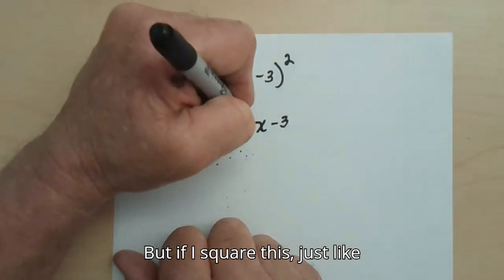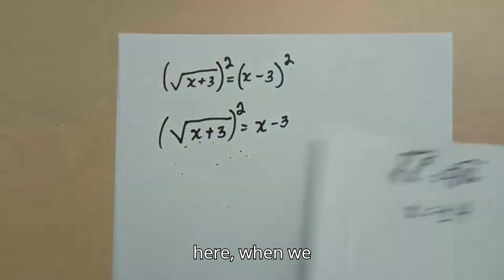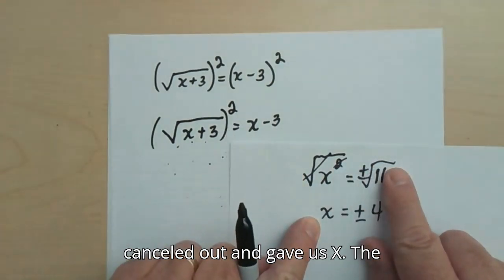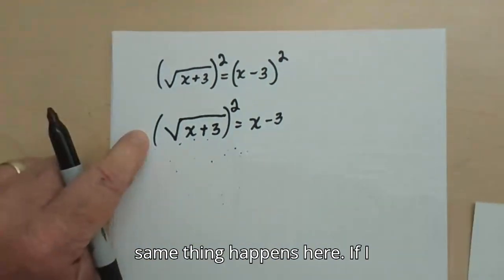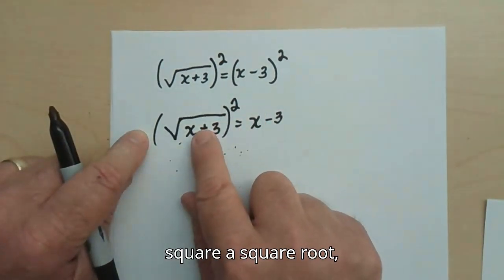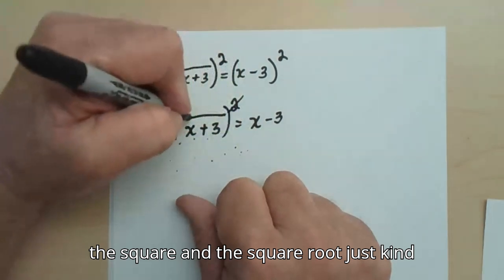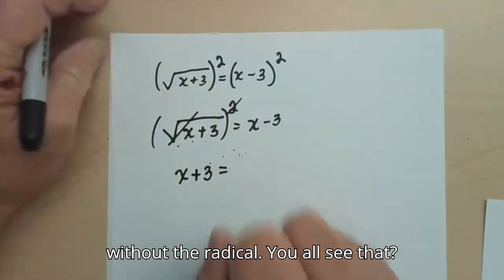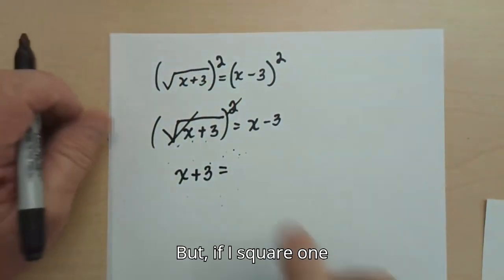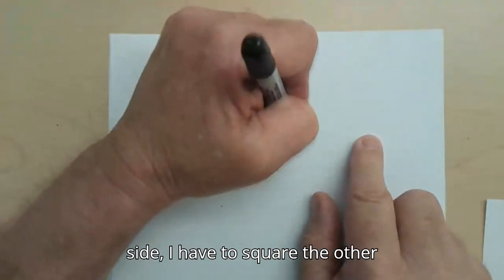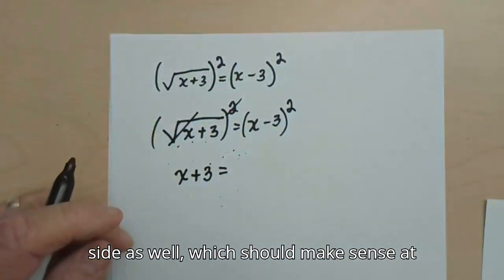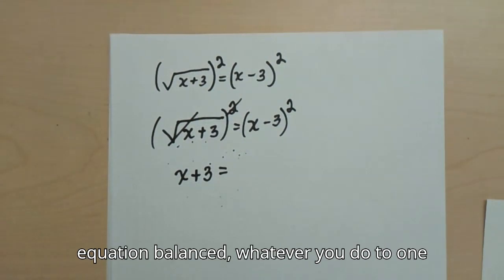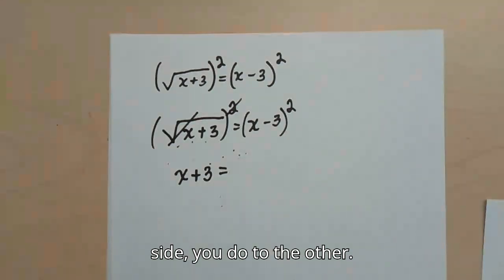But if I square this, just like here, when we took the square root of a square, the square and the square root just kind of canceled out and gave us x. The same thing happens here. If I square a square root, the square and the square root just kind of cancel out. It just gives me x plus 3 without the radical. Y'all see that? But if I square one side, I have to square the other side as well, which should make sense at this point. We figured out, you got to do that thing where you keep the equation balanced. Whatever you do to one side, you do to the other.